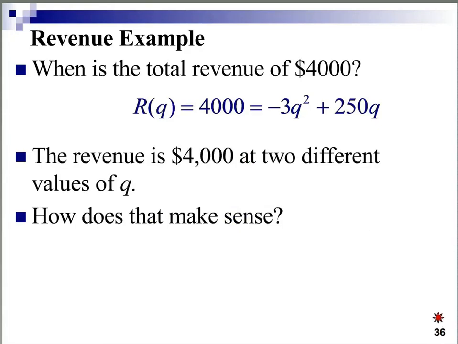In this example, we saw there were two different values that made this equation true. Just as a reminder, when we think about why that makes sense, go back and think about that picture that we drew. There are two different points on the graph where the revenue is equal to 4,000. Each one of those corresponds to a different combination of quantity, demand, and price that you would charge at that quantity. So there are two different points on the curve that do this for you, and that's why we're getting two solutions to that equation.